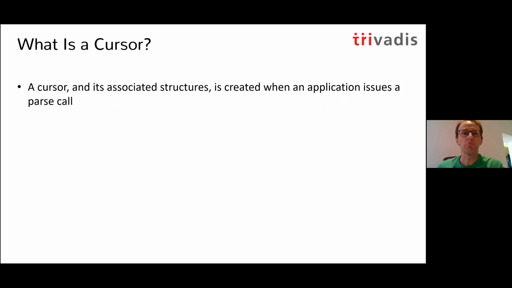In general, a cursor and all the structures that are associated with it give you access to some data which is available in your database server. A cursor is basically created when you want to execute something, specifically when you execute a parse call. So you have maybe a query, you parse it, and the result, more or less, of this parse call should be a cursor and the associated structure that gives you access to the result set of the query.